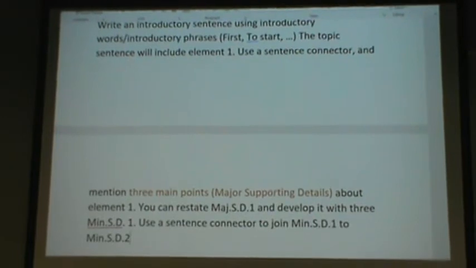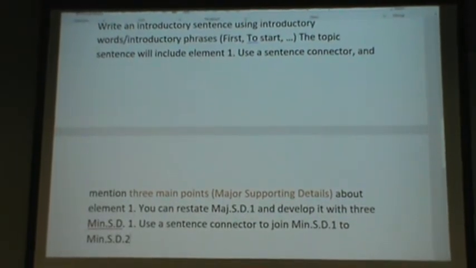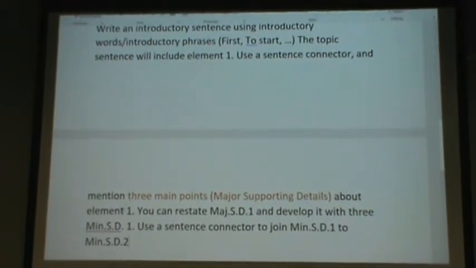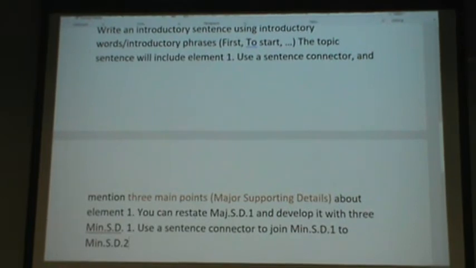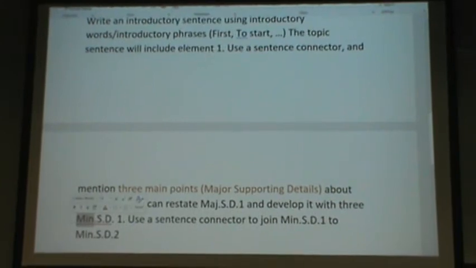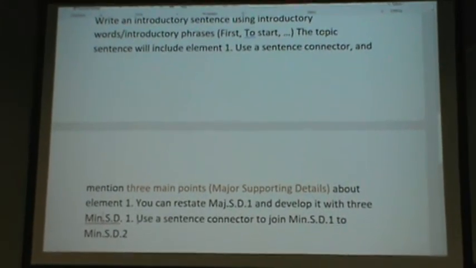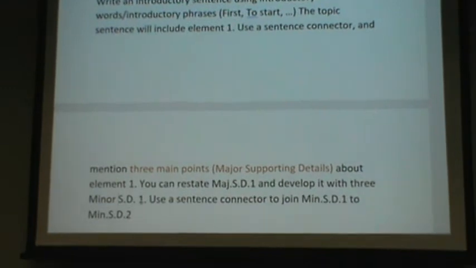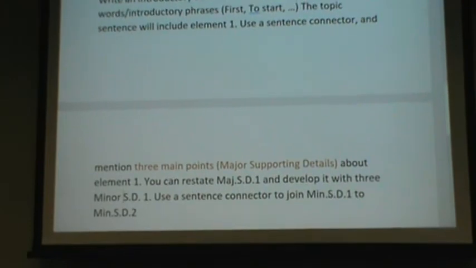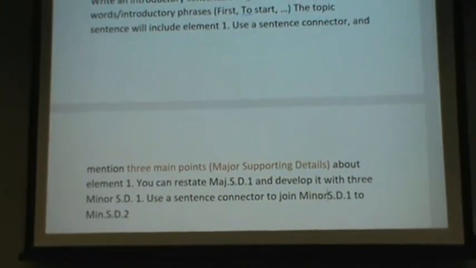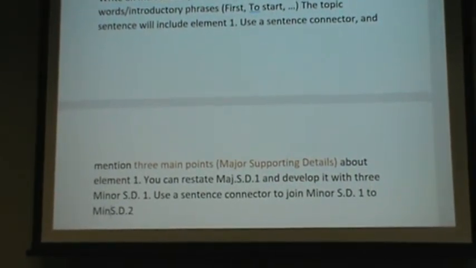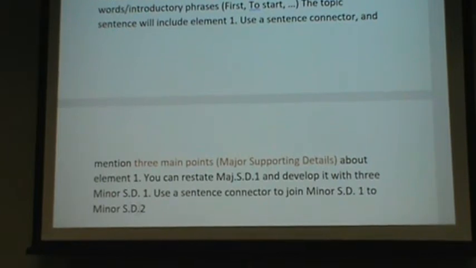Yes or no? Okay. So let's say, use a sentence connector and mention 3 main points. Major supporting detail about element number 1. You can restate major supporting detail and develop it with 3 minor ones. Do you want me to write the word? I'll write the word because it's the first time. Minor SD and major SD. Minor supporting detail 1. Use a sentence connector to join minor supporting detail 1 to minor supporting detail 2.